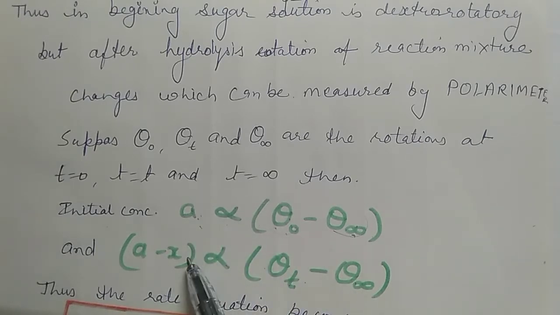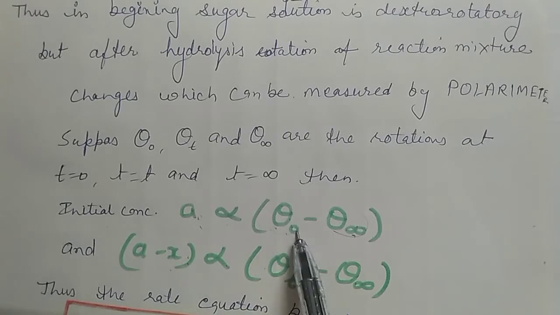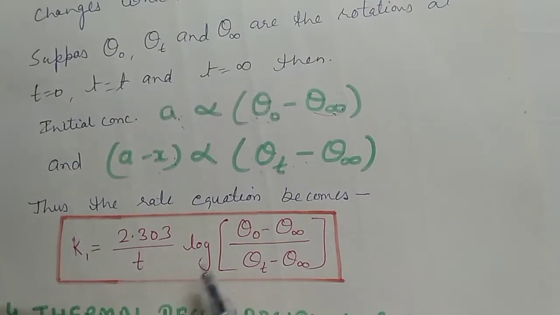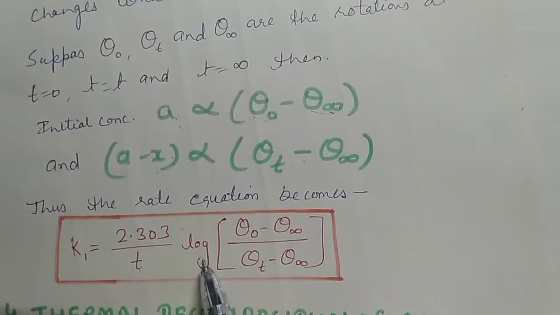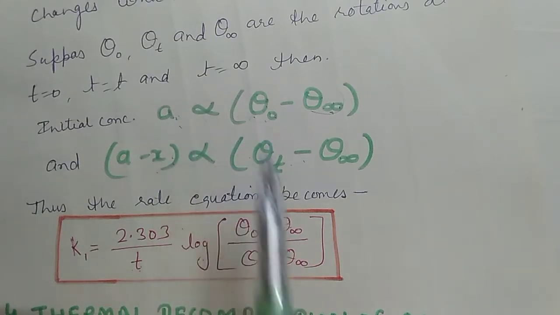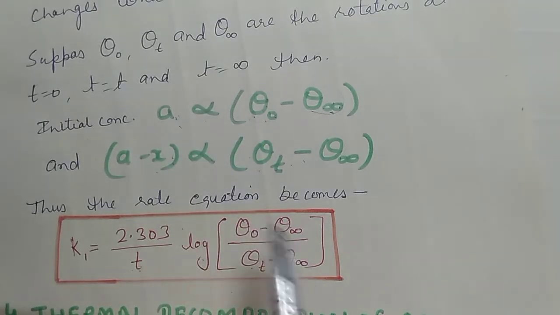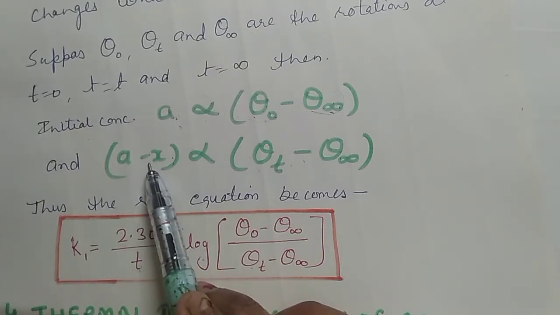So we can replace the values of A and A minus x by theta 0 minus theta infinity and theta t minus theta infinity. So K1 is equal to 2.303 upon t log (theta 0 minus theta infinity) in the place of A, and (theta t minus theta infinity) at the place of A minus x. Clear? Just same as hydrolysis of the ester.